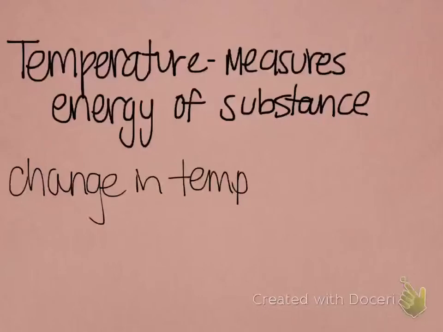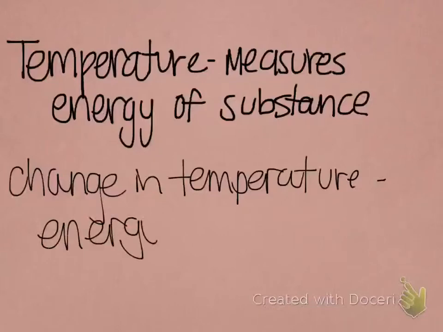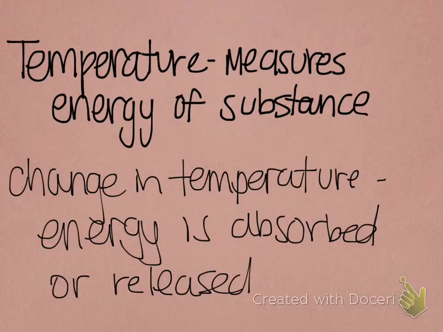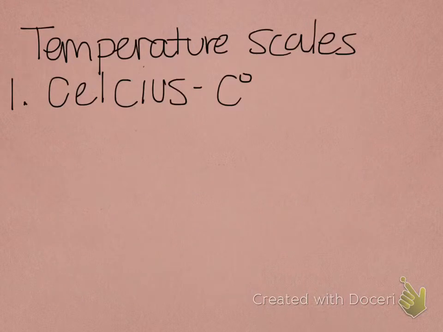a change in temperature, so it gets warmer, it gets cooler, either way, that's going to mean that energy is either absorbed or it can be released. So we all know that the temperature does not stay constant. There is a change, there's fluctuations, and that comes from energy being absorbed and or released.